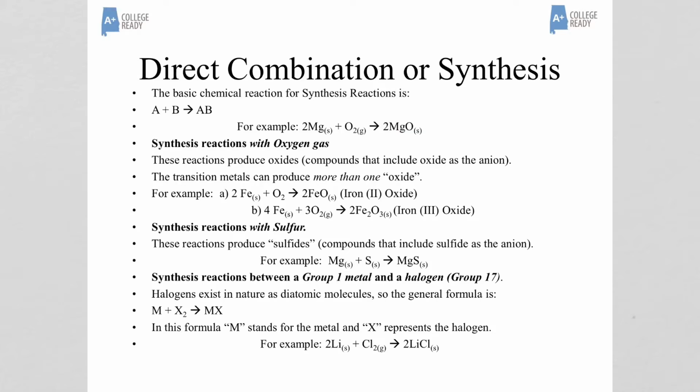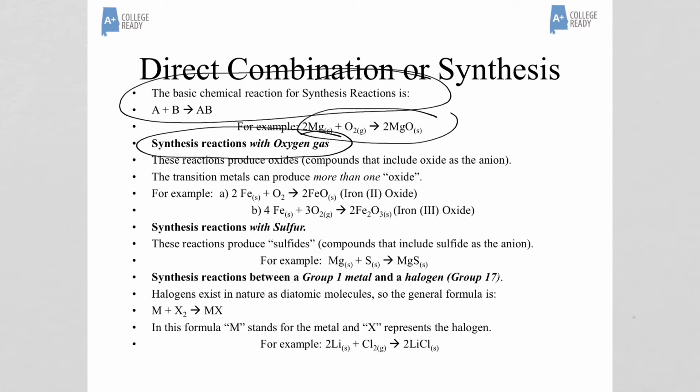So let's first talk about direct combination or synthesis. We talked about the basic equation, it looks like this. We're adding together 2 elements to make a compound. There are synthesis reactions with oxygen gas. For example, we might react magnesium with oxygen to make magnesium oxide. There are also synthesis reactions with sulfur. So you might react magnesium and sulfur to make magnesium sulfide.